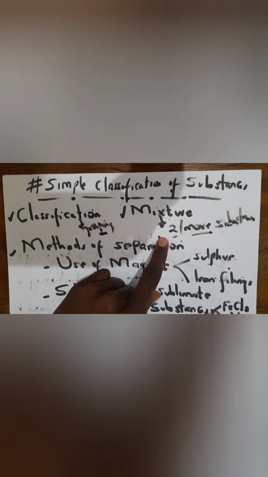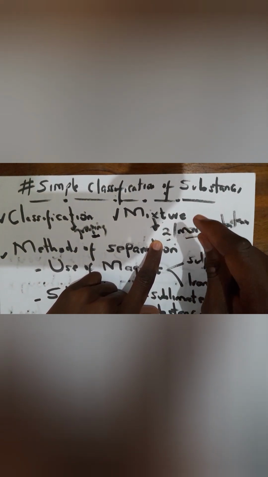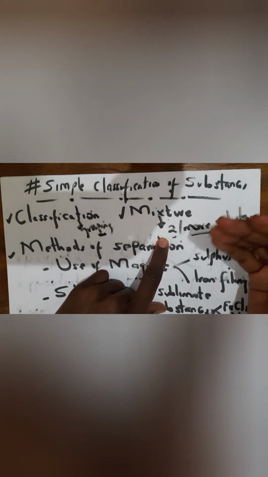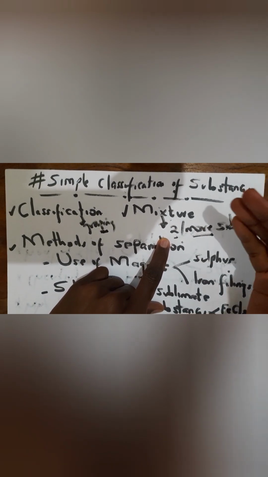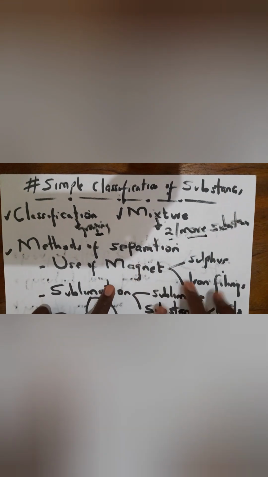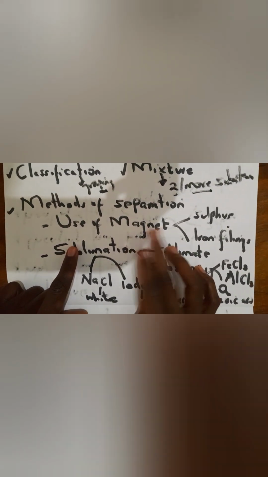Remember, for you to do the separation of a mixture, you need to understand the size of the components found in that mixture. Now, there are many methods of separating mixtures, and the first method is the use of a magnet.